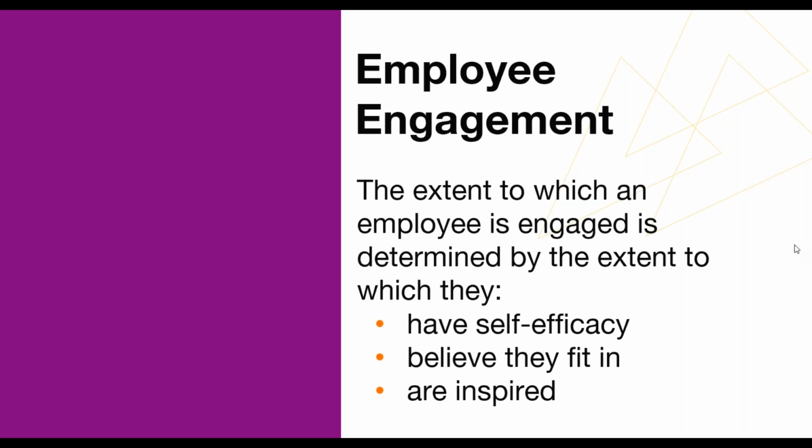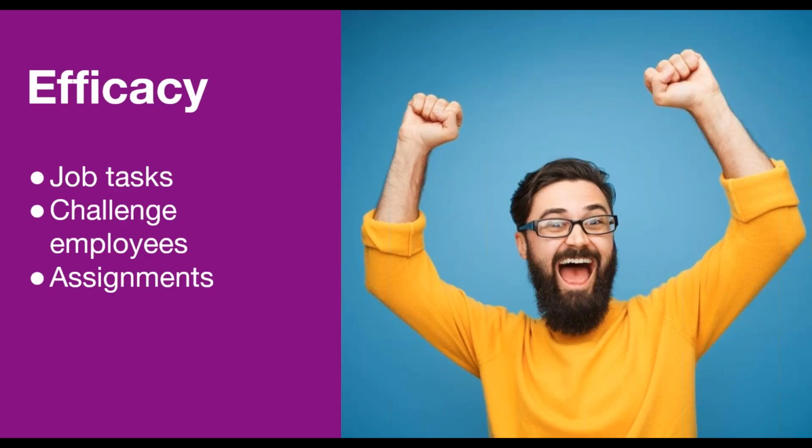So here at Civility Partners, we define employee engagement as the extent to which an employee has self-efficacy or believes that they have the ability to overcome challenges. That's what self-efficacy is about. Engaged employees believe that they fit into the organization and they're inspired. So these are the 3 areas that you need to focus on in building employee engagement. And so we thought it would be fun to tie DISC to employee engagement a little bit. So one thing to think about with efficacy, again, efficacy is about your employees believing that they can accomplish the goals that are before them, or accomplish the challenges that are set before them.